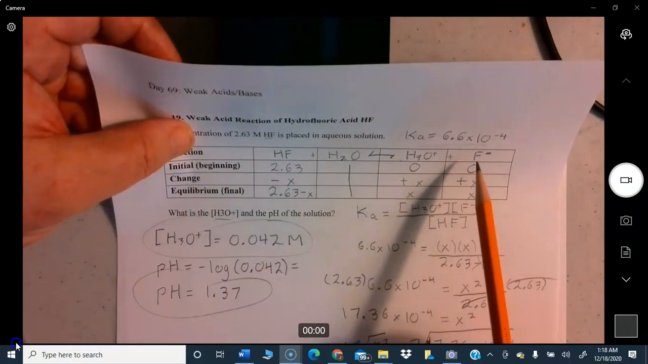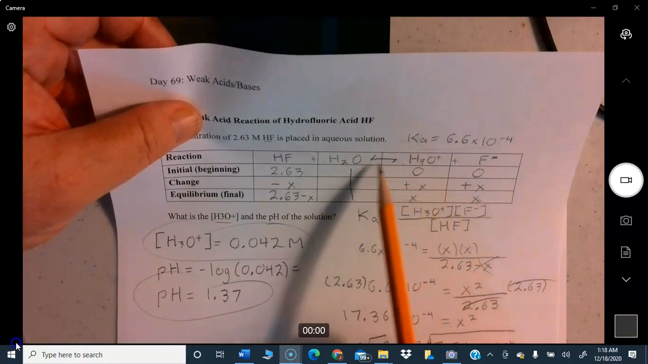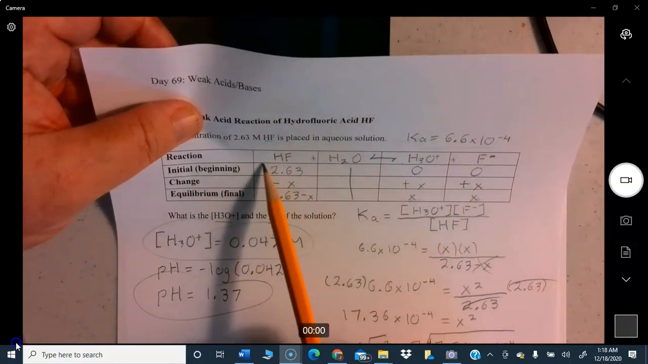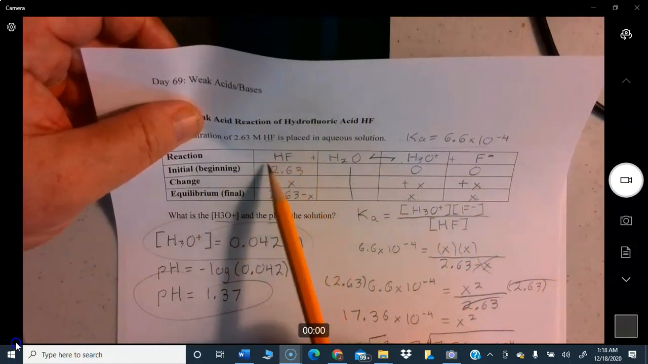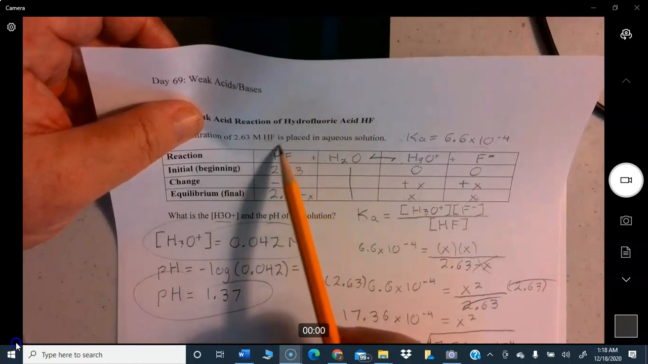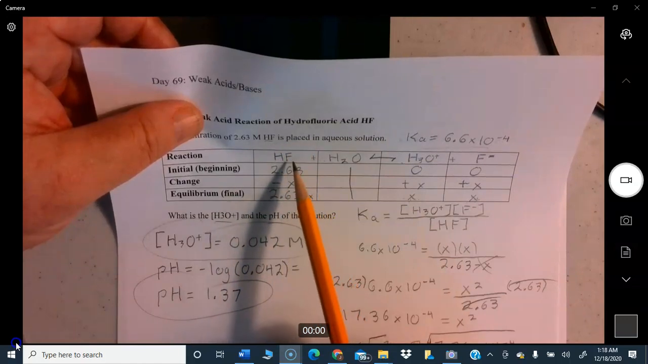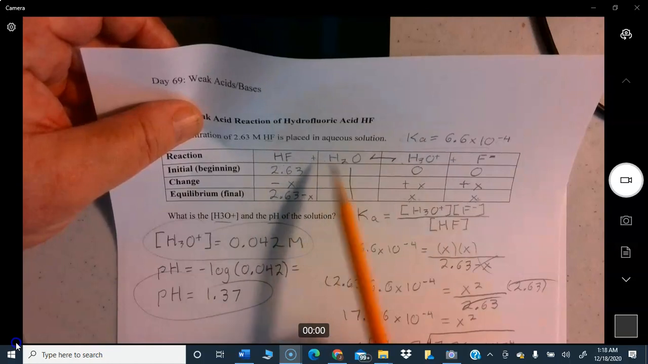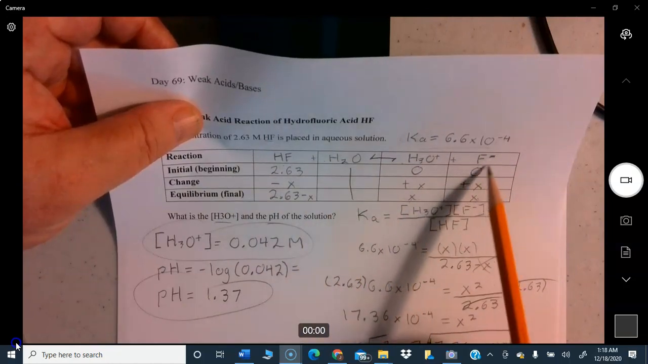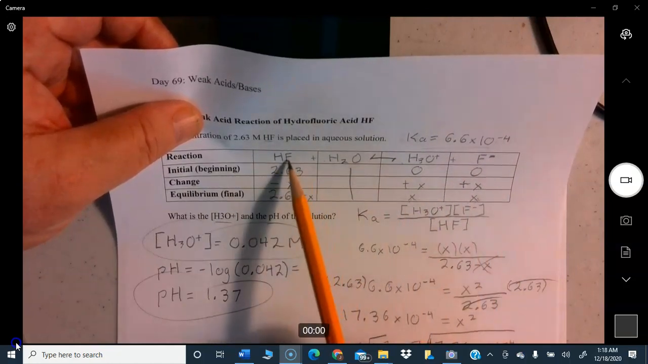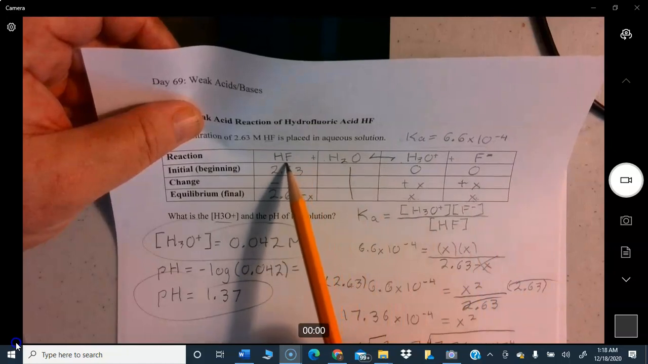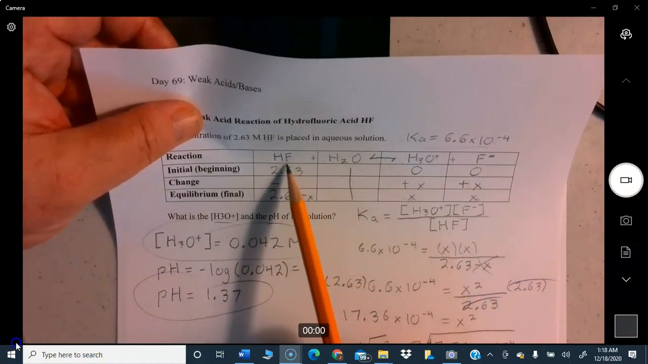I started off with some already, so it's going to want to move the reaction back to the left, and it's going to want to create HF. Or another way of looking at it, it's not going to let this HF break apart as easily because there's already too many F- ions in the solution. So this is not going to want to break apart as easily. Therefore, the solution will be less acidic.